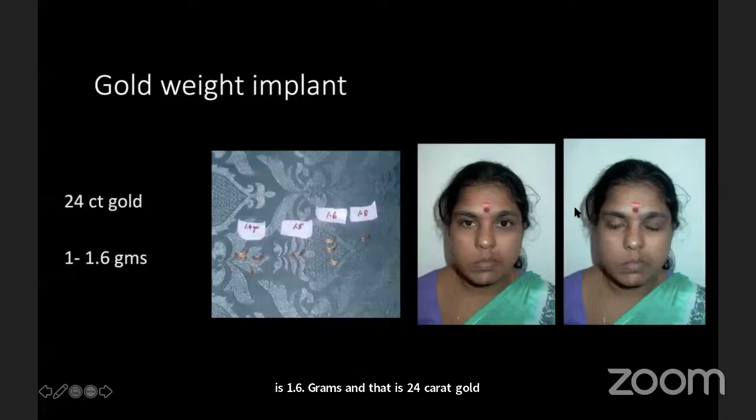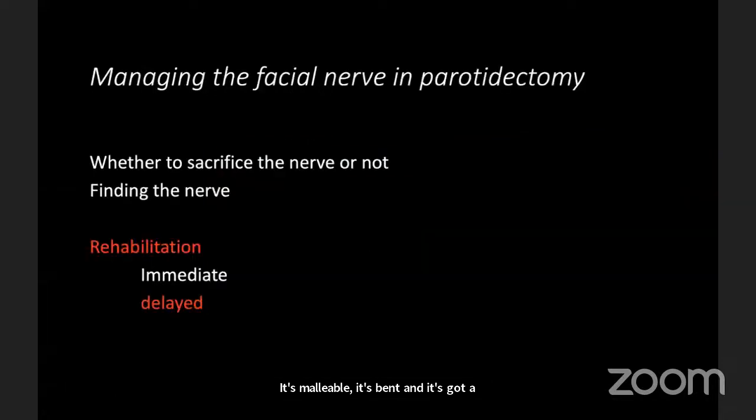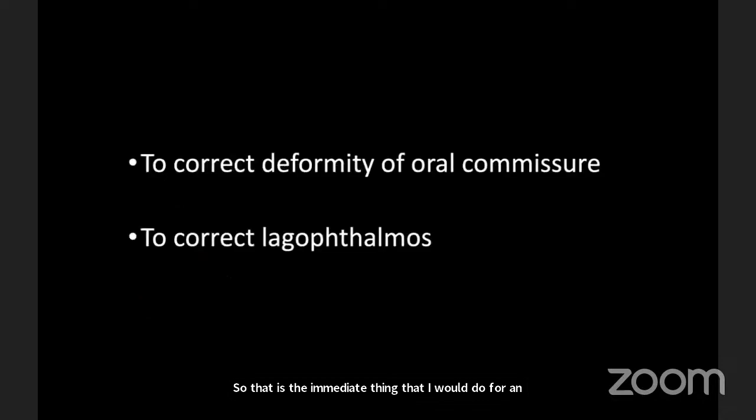It's placed on the tarsal plate in the midline, just under the orbicularis. Then you have to test it in the OPD by putting the gold weight and putting a tape over the eye to see which one passively closes the eyelid. If it's too heavy, the patient cannot open the eyes. So you test it with different gold weights. It's malleable, it's bent, and it's got a hole for securing it during your surgery. So that is the immediate thing that I would do for an eye when I'm thinking of other things for the angle of mouth, like nerve to masseter.